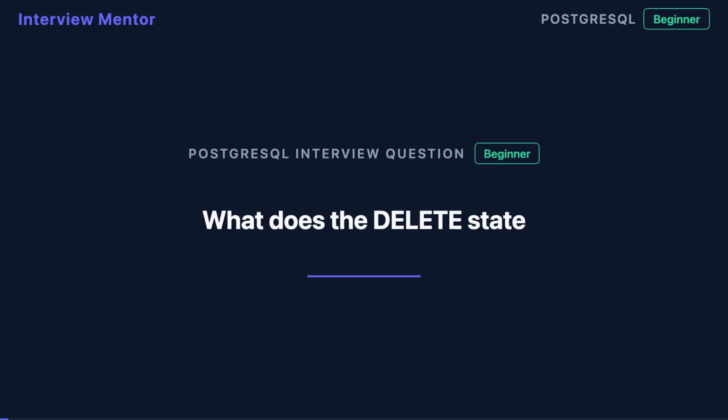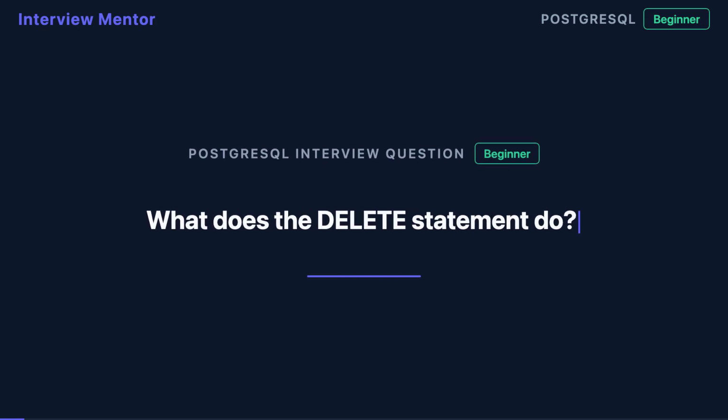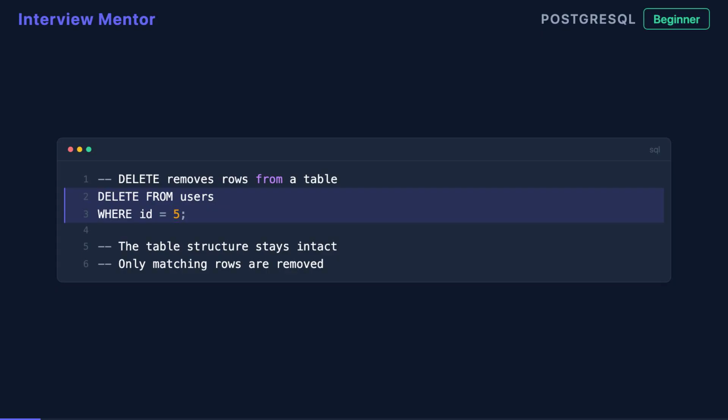What if one SQL command could delete your entire database table by accident? The delete statement removes rows from a table in PostgreSQL. It belongs to the DML family, data manipulation language, alongside select, insert, and update.